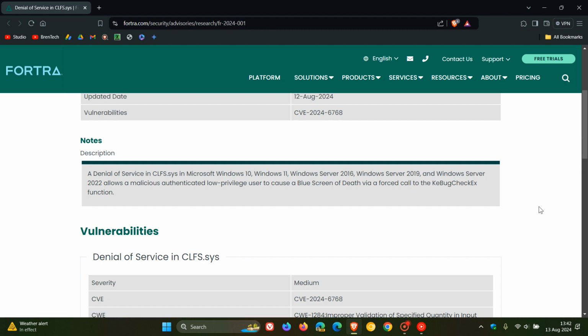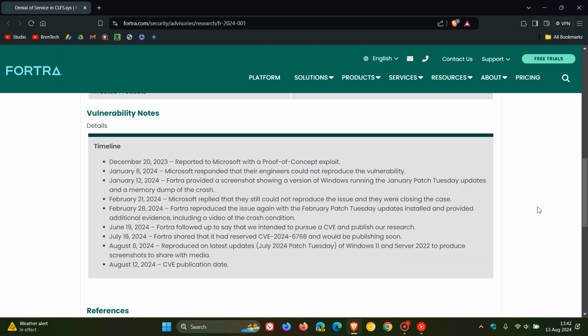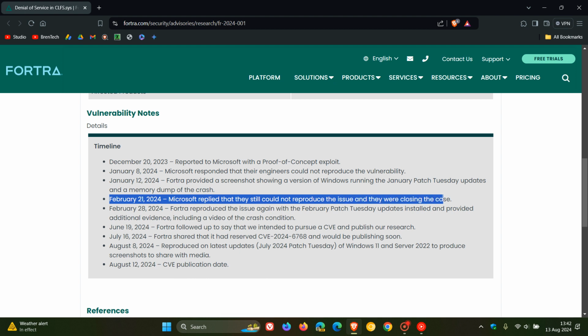Now, if we have a look at the timeline of events, we can see that Fortra first reported this issue on the 20th of December 2023, reported to Microsoft with a proof of concept exploit. And then on January the 8th, a couple of days later, Microsoft responded that their engineers could not reproduce the vulnerability. And then a little while later, here we can see on the 21st of February, Microsoft replied that they still could not reproduce the issue and they were closing the case. Okay, so according to Microsoft, this was a closed case.